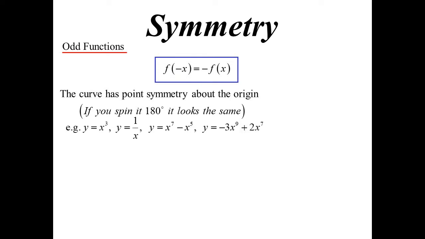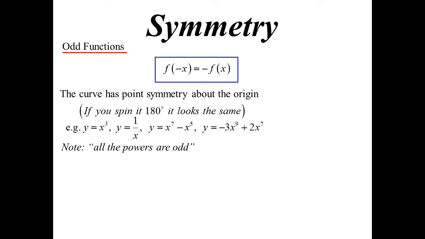So x cubed, 1 on x, x to the 7 minus x to the 5, whatever that looks like, that would be an odd function. And -3x to the 9 plus 2x to the 7, that would be an odd function. In fact, if all the powers are odd, it must end up being an odd function. Now that's not enough to prove it's odd. If they say prove it's odd, you can't just say, oh look, all the powers are odd.